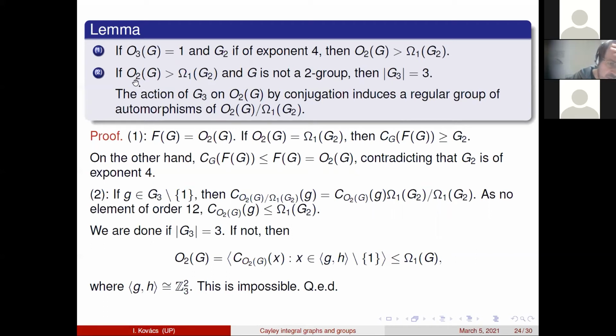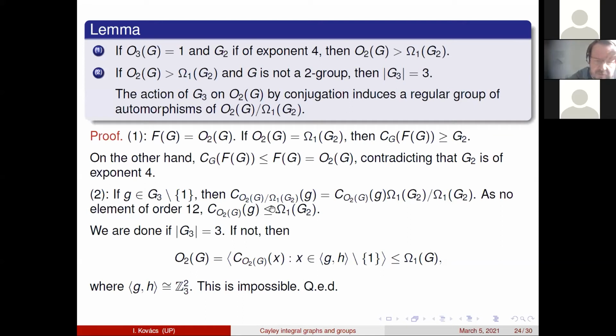Moreover, the second lemma says, and we combine these two lemmas, that if Omega_2(G), the largest normal 2-subgroup, is strictly larger than this group, and G is not a 2-group, then G_3 must be free. Moreover, the action of G_3 on this normal subgroup by conjugation induces a regular group of automorphisms of this quotient. That means fixed-point-free: every element is fixed-point-free.